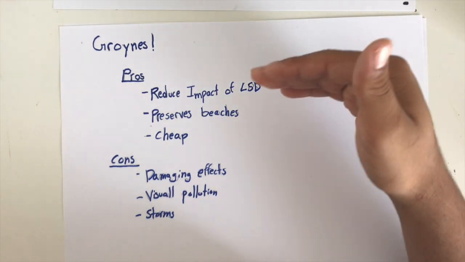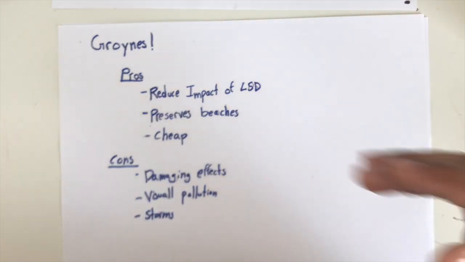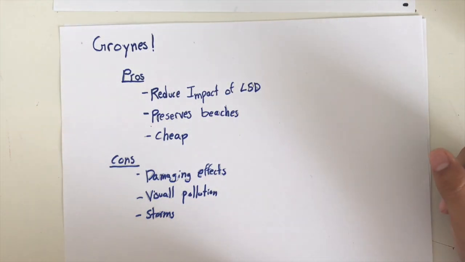Cons: it could be damaging, especially if it's placed in the wrong position, or if there are not enough of them, then again the erosion will be moved down the beach and it will have a greater amount of erosion at a more rapid rate. And the second one is visual pollution. A lot of people don't like to see groins because it takes away from the natural beauty of a beach, which is one of the things that most hard engineering methods will suffer from.